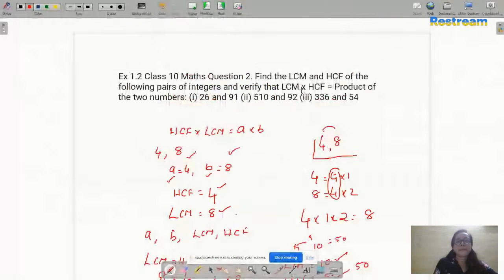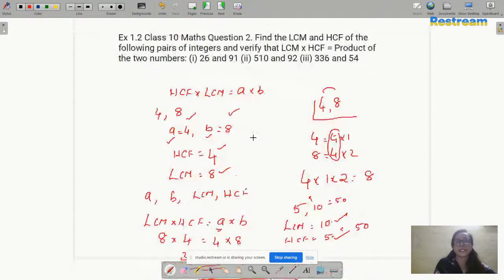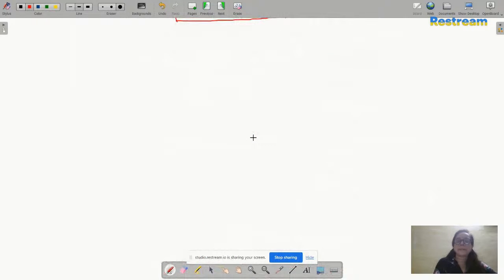Question here it is. Find the HCF and LCM of the following pair of integers and verify that LCM into HCF is equal to the product of two numbers: 26 and 91. The first question is 26 and 91. Okay, I'll do it. 26 and 91.